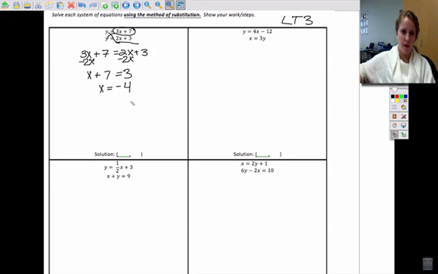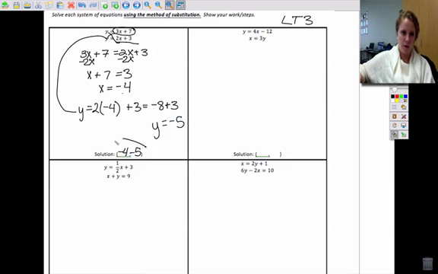Okay, and then once I have that, I need to plug it back in and solve for y. So I'm going to take this equation. y is going to equal 2 times negative 4 plus 3, so that's going to equal negative 8 plus 3. So my solution is going to be x is negative 4 and y is going to be negative 5. Okay, that's my solution there.